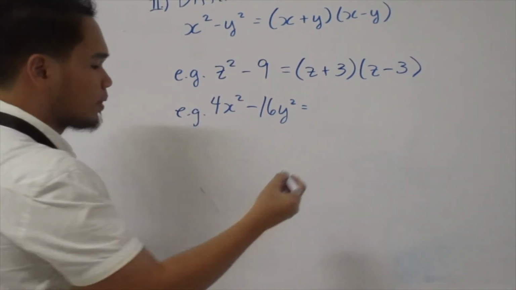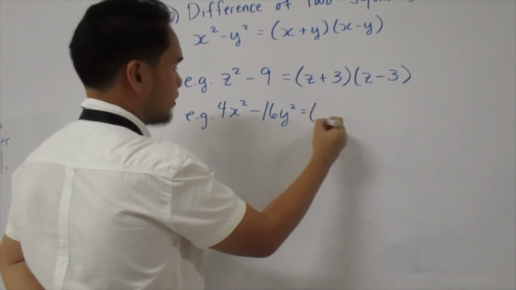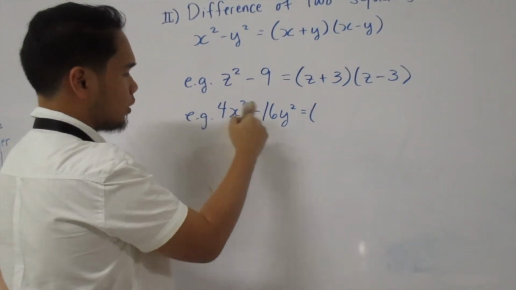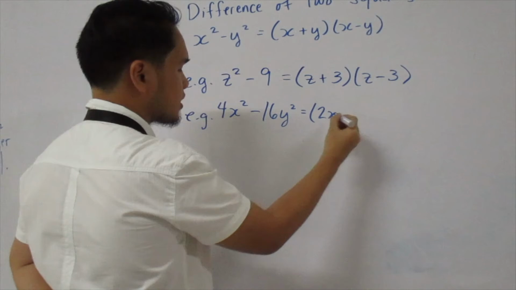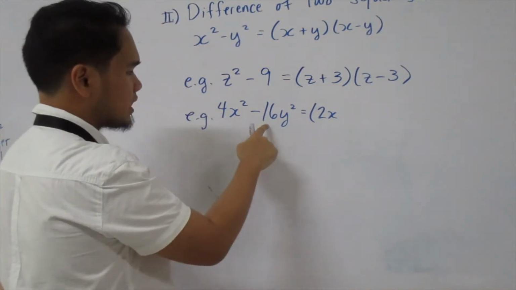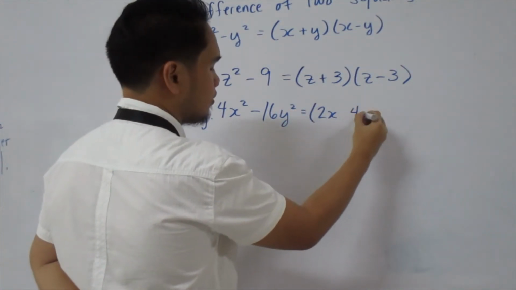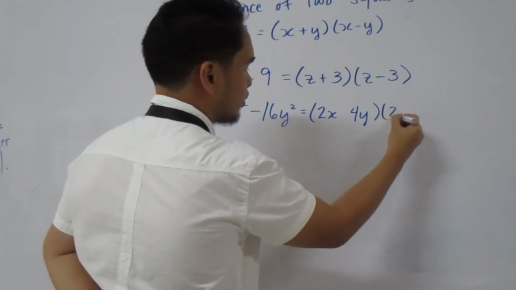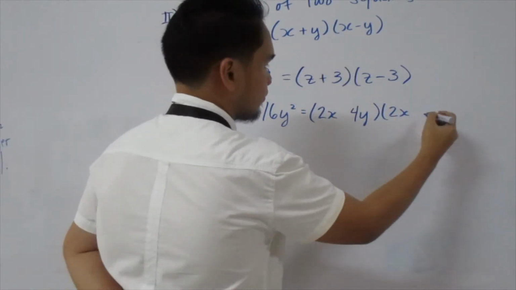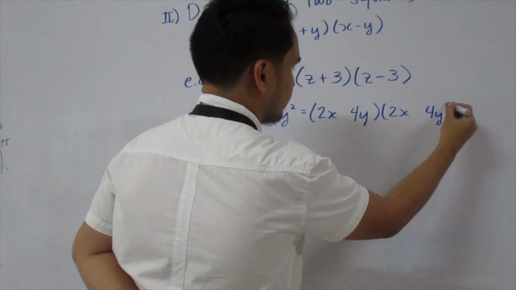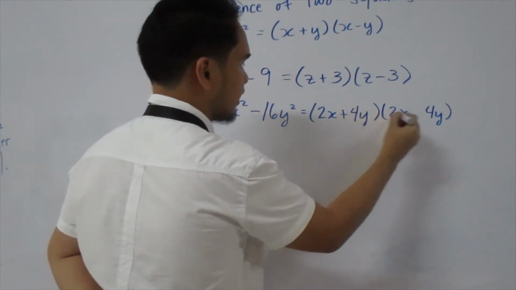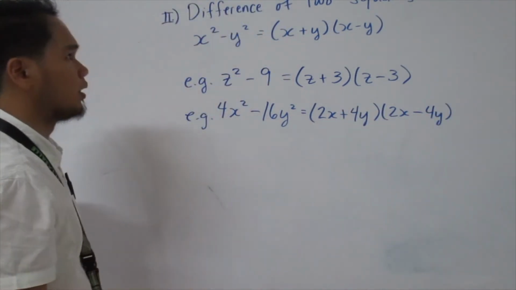So therefore we could apply the formula above. That is, open parenthesis, the square root of 4x squared is going to give us 2x, and the square root of 16y squared is 4y. So we do that in both groupings. So we can put the plus sign and minus sign here, and that ends up our difference of two squares.